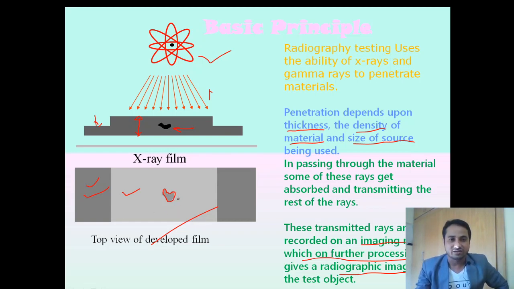This is the defect. The defect will be dark in a comparatively whiter section, so we have to identify that. Now we have understood the basic principle of the X-ray.